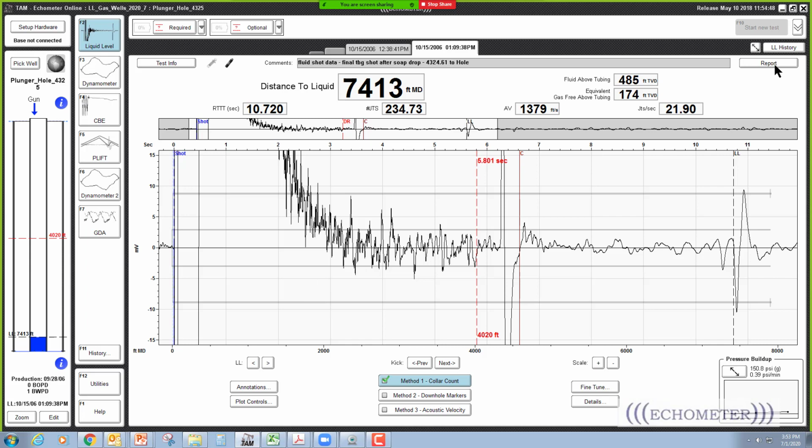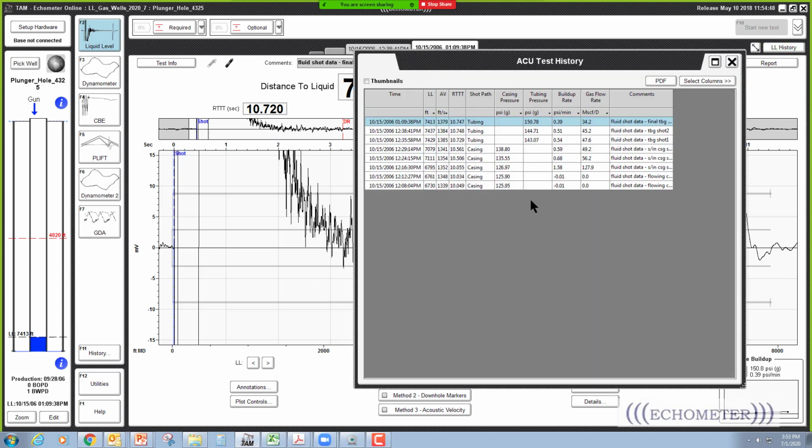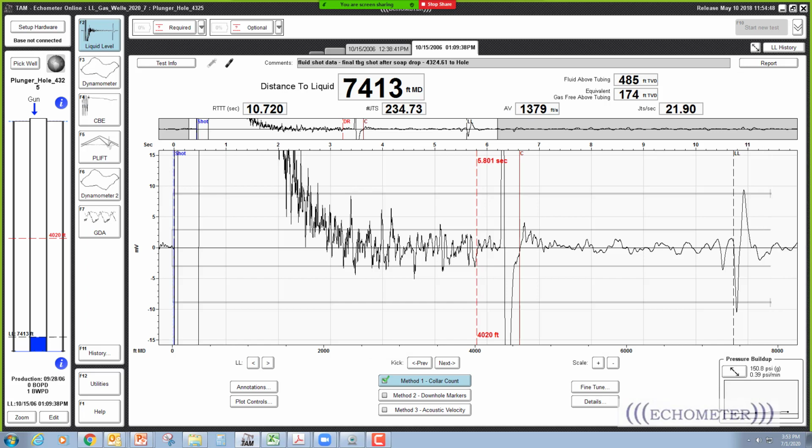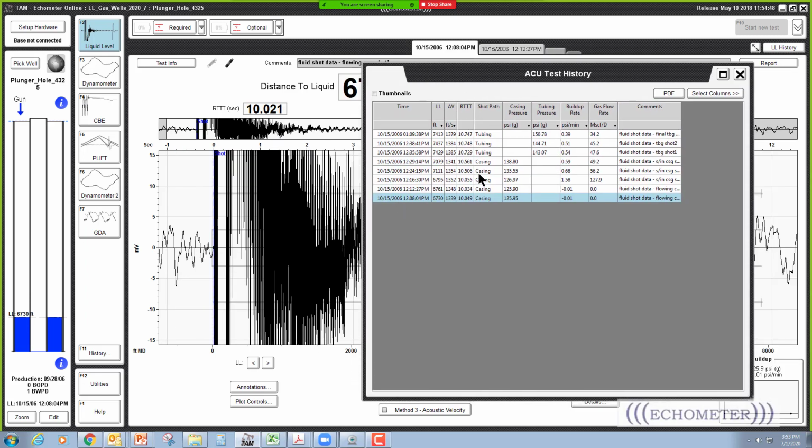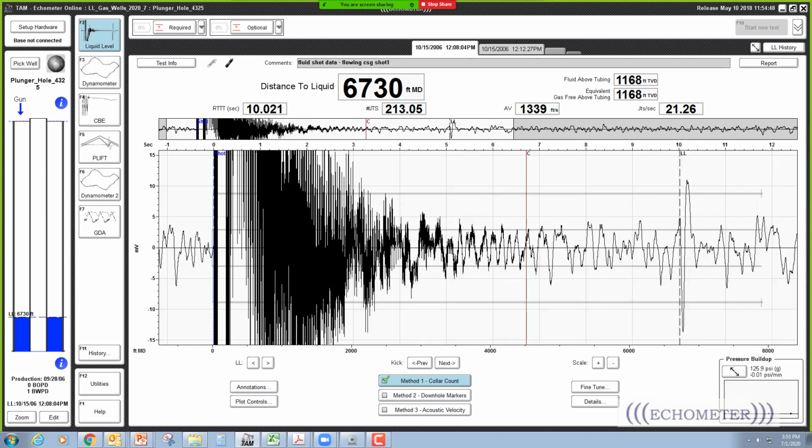Now, if you look at the liquid level history, you can see that we shot down the tubing at the end, and we shot down the casing at the beginning. And the casing pressure increased about 14 psi, and that pushed the liquid level down. So what I want you to notice when we go to the fluid level shots, if we go look at the fluid level shots here and look at the very first fluid level shot, which is right here, I just clicked on the first line right here to go to the first shot.